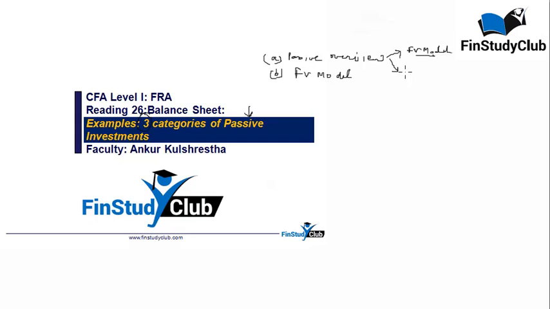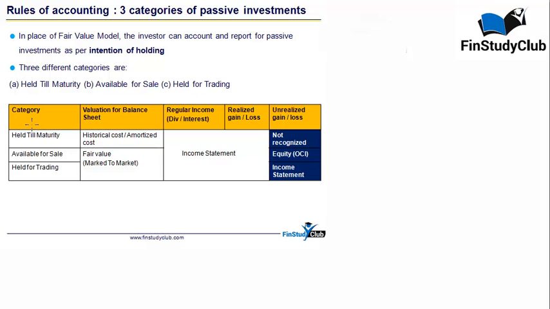The second way of accounting for a passive investment is according to three different intentions of holding. Now, this is where we are going to focus in this particular recording. In place of the fair value model, the slide says the investor can account and report for the investment as per his intention of holding. So the keyword here, which has also been highlighted for your convenience, is intention of holding. There can be broadly three intentions of holding.